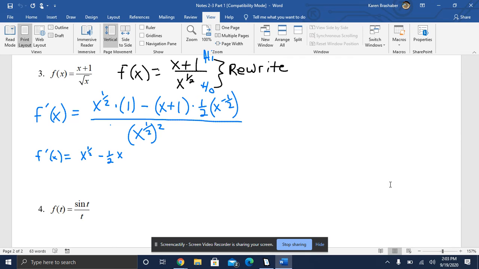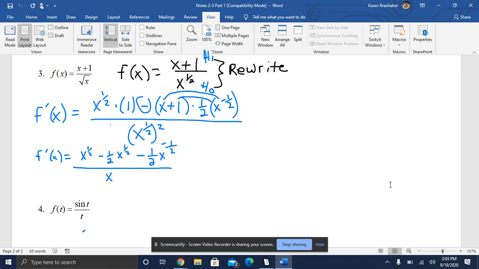Now, when I take these two terms times each other, I have to add the exponents. So I have an exponent of 1 that I'm adding to negative 1/2. That's going to give me an exponent of positive 1/2. And then I'm going to be taking 1/2 x to the negative 1/2 times 1. I'm also distributing this minus sign while I'm at it. So that's going to be minus 1/2 x to the negative 1/2 power. And then all of this is over our denominator, x to the 1/2 squared. You multiply the exponents, 1/2 times 2, so it is x to the first.